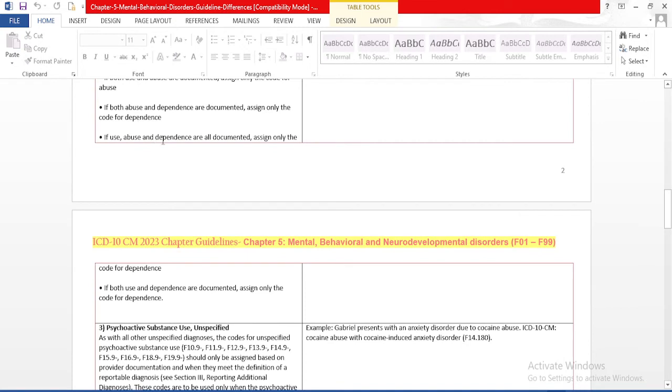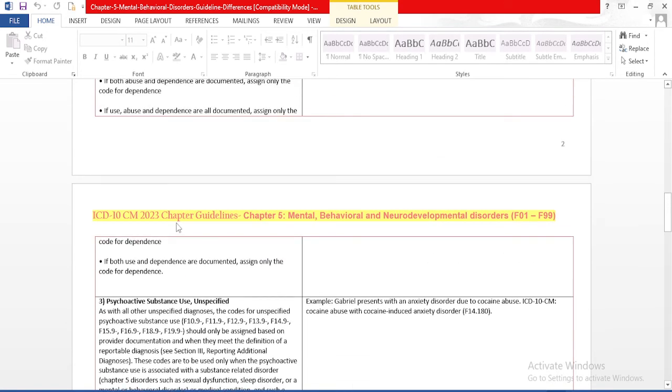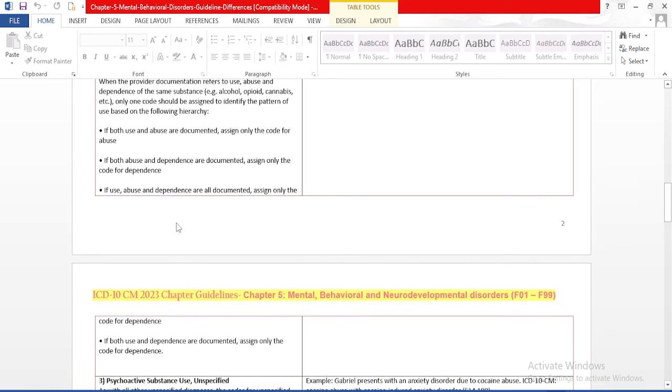If use, abuse and dependence are all documented, assign only the code for dependence, as we learned initially. So if both use and dependence are documented, assign only the code for dependence. We need to understand that among use, abuse and dependence, dependence is the more severe form of the intake. So we need to code the more severe form whenever the provider documents use, abuse and dependence.